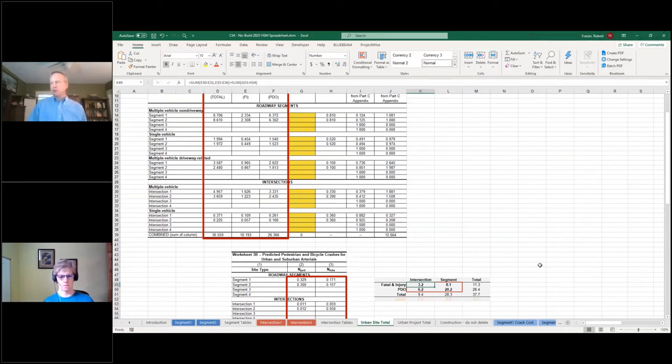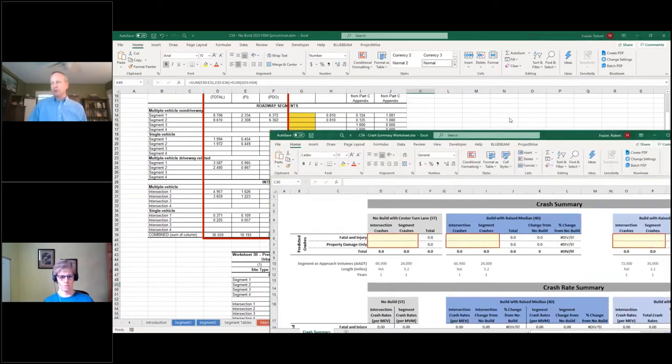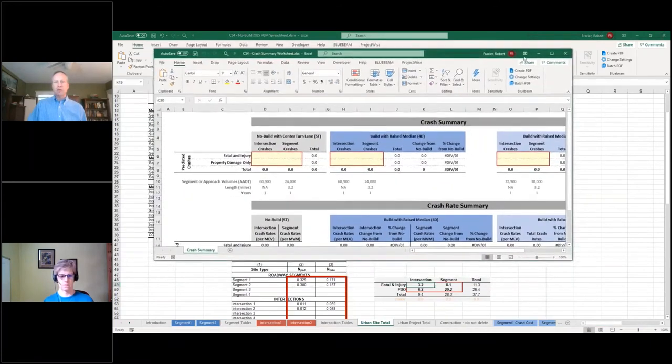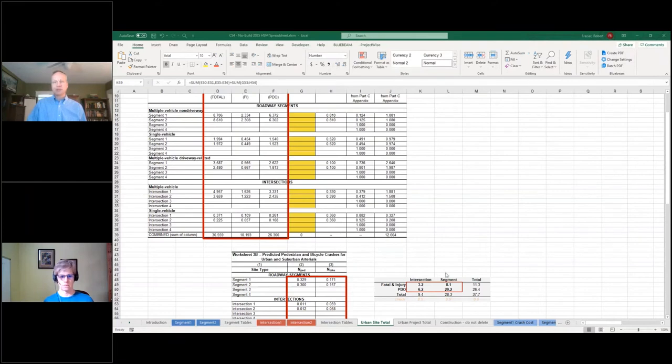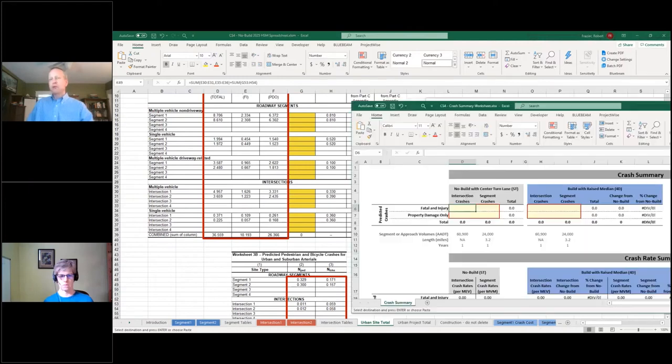And so what we're going to do is take those 4 numbers and put them into this crash summary worksheet. I've got a place, the yellow highlighted cells, to put the no build crashes on the left here. So go ahead and do that. I'm going to just pull it off my screen to do a quick copy. And I am doing it right along with you.